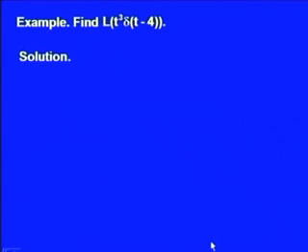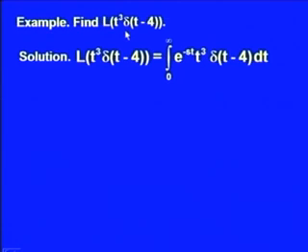Now, let us find the Laplace transform of t cube into delta (t minus 4). So, the Laplace transform of t cube into delta (t minus 4) is equal to the integral 0 to infinity e to the power minus s t into t cube into delta (t minus 4) dt.